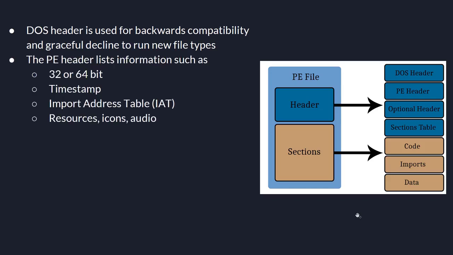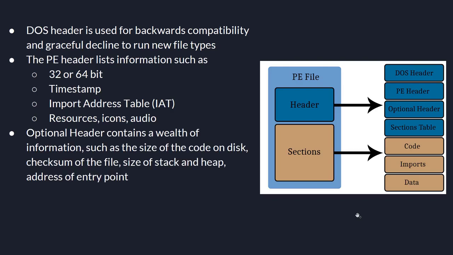The PE header is much more interesting. It'll list information such as when the file was compiled. It will list whether it's a 32-bit or 64-bit application. It's going to list the import address table, which we're going to encounter a bit later. And it's going to tell you where to find the resources, icons, and audio that the file is going to need.